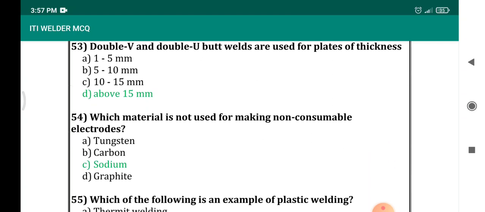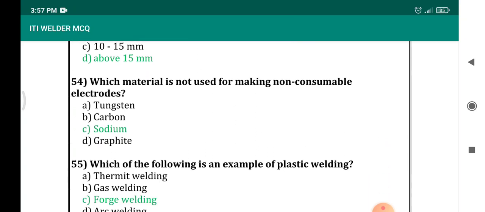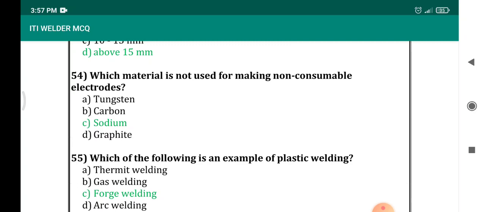Which material is not used for making a non-consumable electrode? We use tungsten as a non-consumable electrode, carbon as a non-consumable electrode, and graphite is also used as a non-consumable electrode. Sodium is not used as a non-consumable electrode.